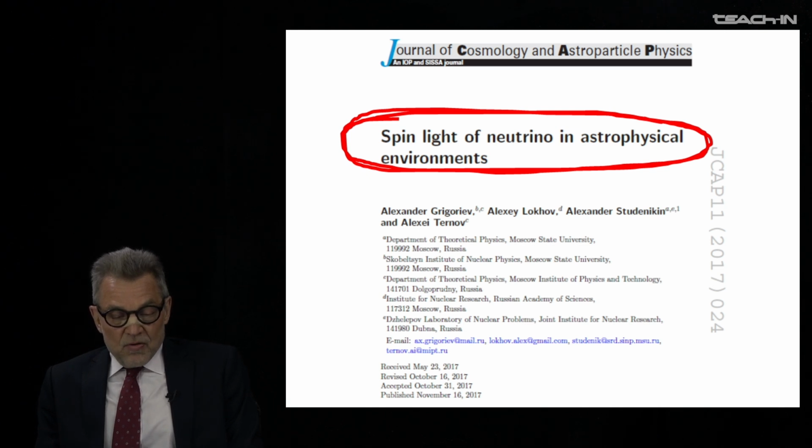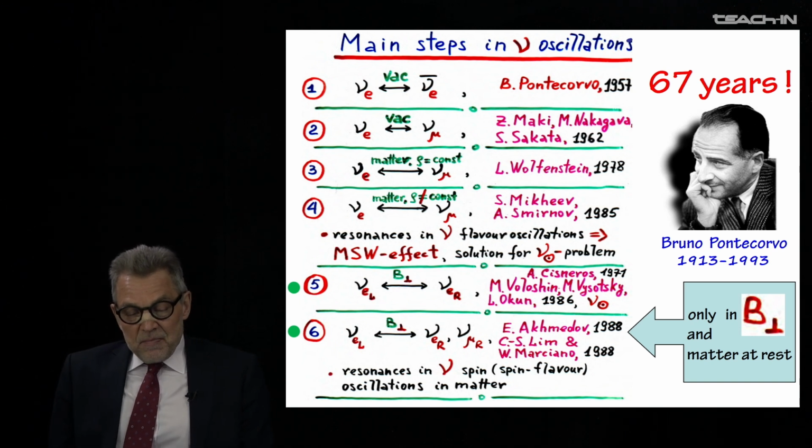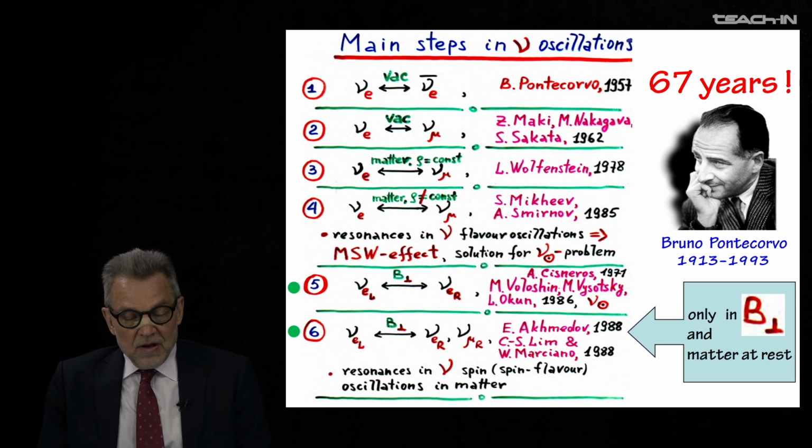And just before going into some detail in the discussion of the spin light of neutrino, I would like to recall the main steps in the studies of neutrino oscillations, because the starting point, the appearance of our understanding that these phenomena exist in nature, was connected with the discussion on neutrino spin oscillations just in a magnetic field. So I have shown this transparency in one of our previous lectures that recalls the history, the main steps in the studies of neutrino mixing and oscillation phenomena. I will just repeat it shortly.